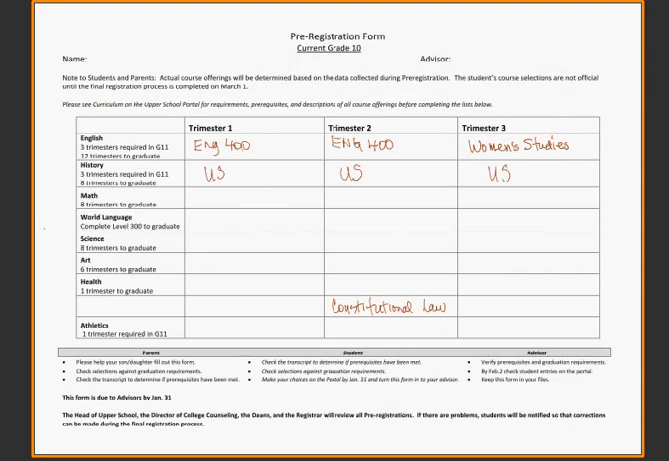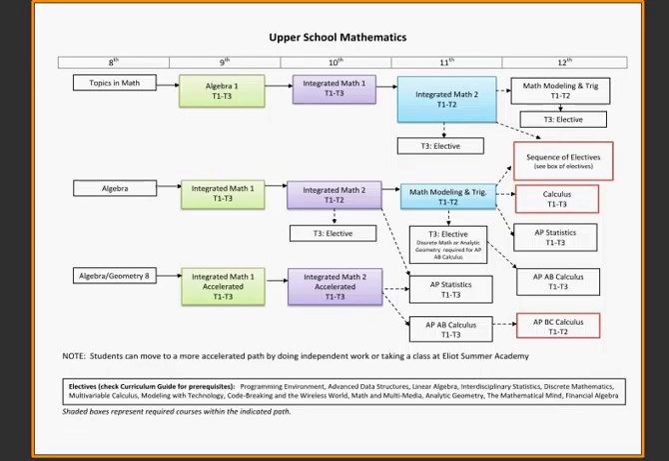So again, back to our pre-registration form, you can see that this student has signed up for regular U.S. History, and they have also added the optional history elective of constitutional law during T2. Let's move forward to math.